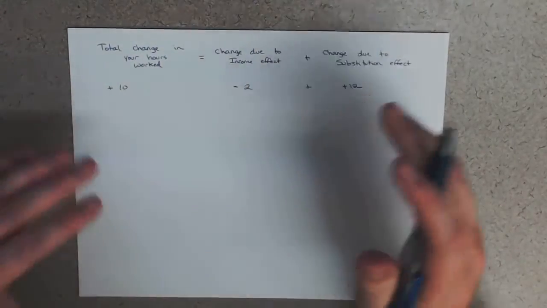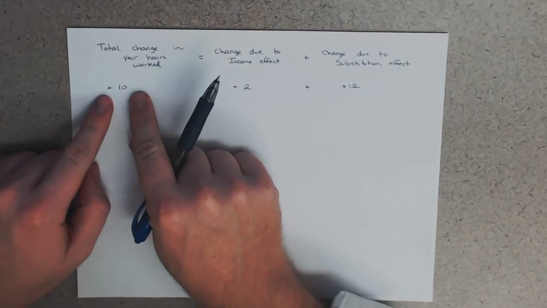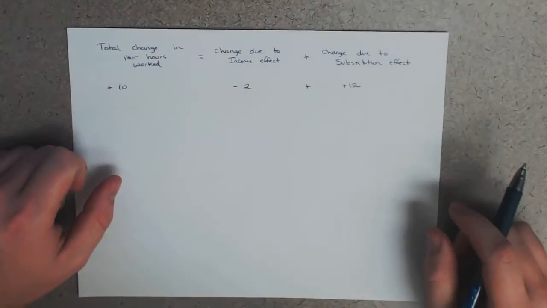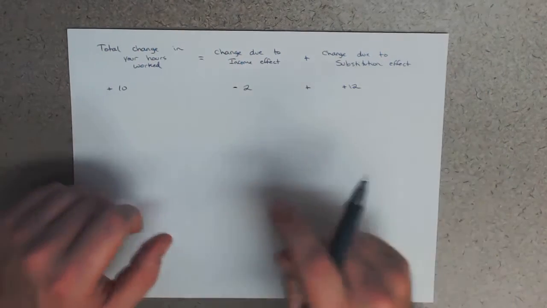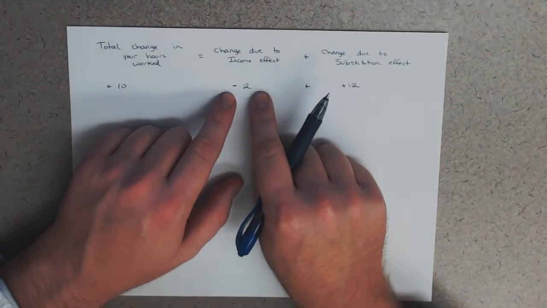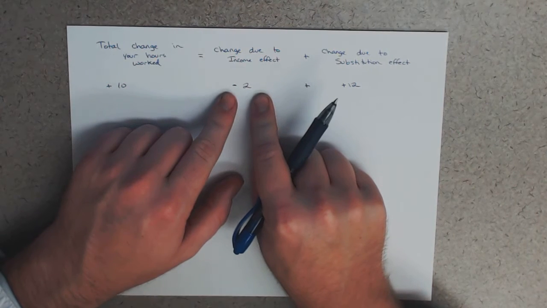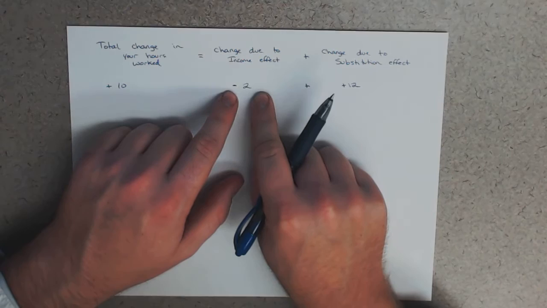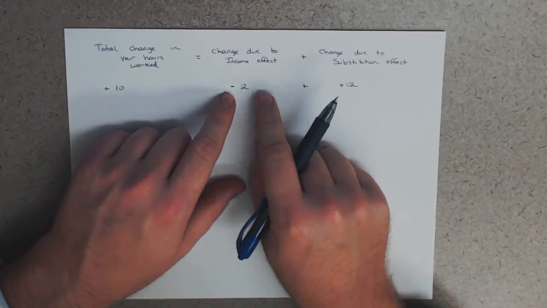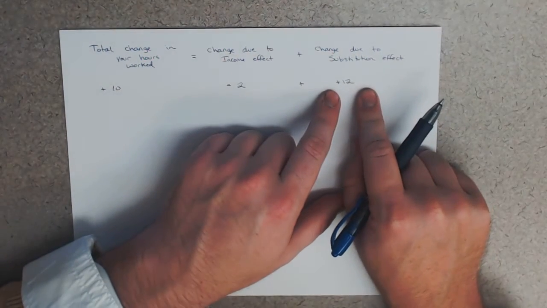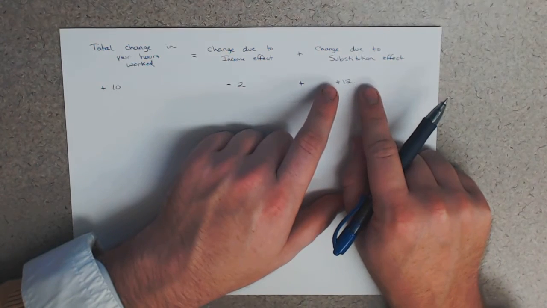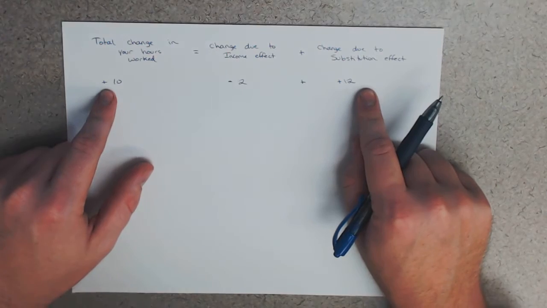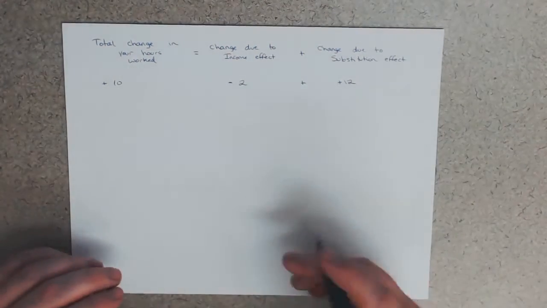So really what we're saying is the total change in your hours worked is 10 as a result of this increase in your wage, okay? And the resulting income induces you to work 2 hours less, or would if the only thing that changed was your income, okay? But because you're getting an increase in your wage, you want to work 12 hours more, which means the net effect is 10.